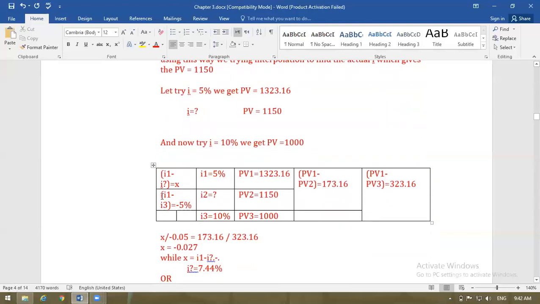So by using this information in this table, first of all I write the first interest rate, 5%. At that 5%, the bond present value is 1323.16. And then I try the second interest rate, which I call I3, 10%. At 10%, the present value of the bond is 1000. And between these two, 5% and 10%, the interest rate at which the present value will be 1150 lies in between these two interest rates.